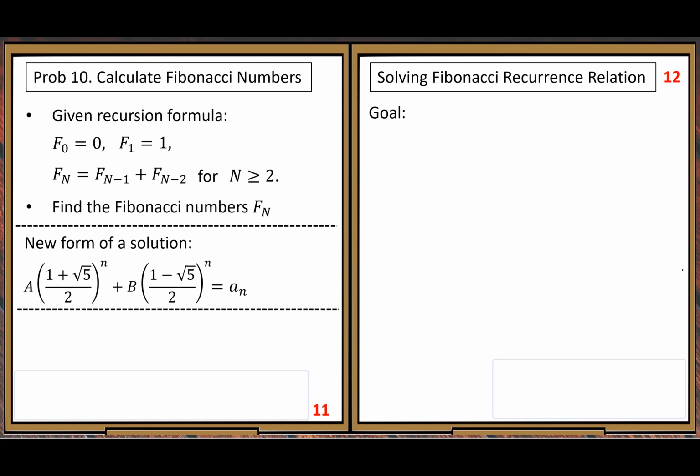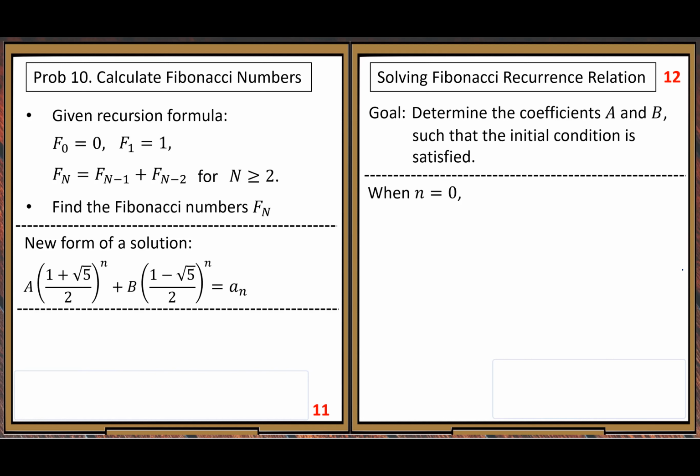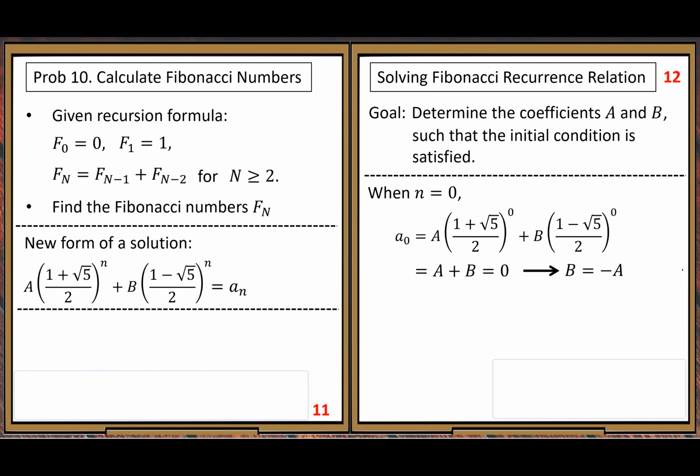So we just plug in and solve the equation, determine coefficients A and B. All right, where n equals 0. So let's plug n equals 0 into this formula. After simplification, we get a plus b equals 0. So b must be negative a from the first equation.